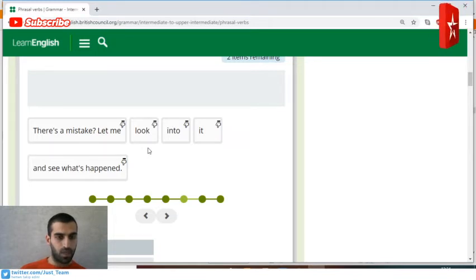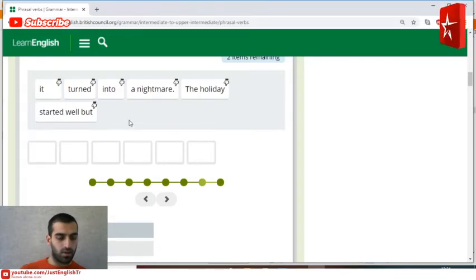Okay, and let's continue with the next sentence. Okay, next sentence. How can we correct it? How can we write it correctly? So, guys, any idea for this one? I'm waiting for comments.